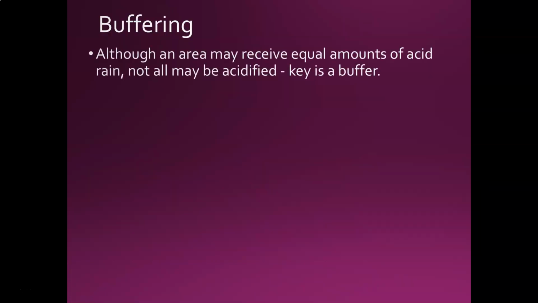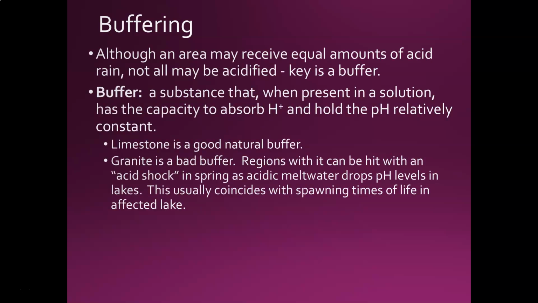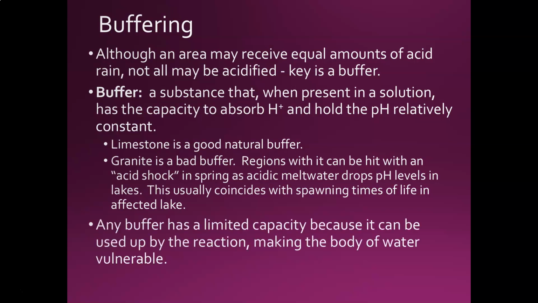Something that can help with that, though, is buffering. All right, a question like this might come up on your test, where you have two areas, and they both seem very similar, and they both get the same rainfall, and they both get rainfall with the same pH. However, one may see some serious impacts of that rainfall, while the other might not see impacts, or might not see as many impacts from that. And that has to do with what might be underlying that, and that is a buffer.